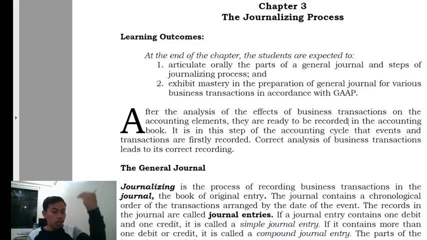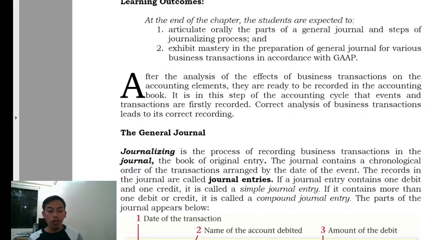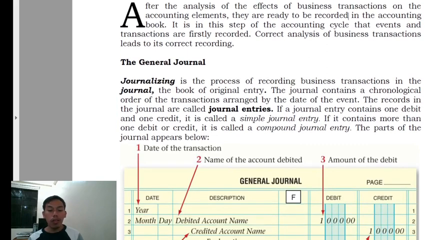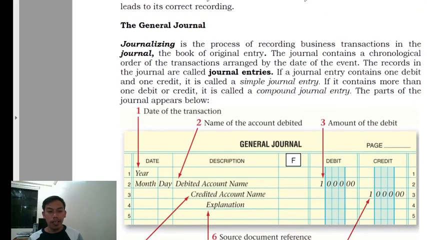So andun yung mga journal entries natin. How are they arranged? They are arranged by dates. And ano yung mga record natin? They are called journal entries. The records in the journal, they are called journal entries. If the journal entry contains one debit and one credit, it is called a simple journal entry. But if it contains more than one or two credit, that is called a compound journal entry.